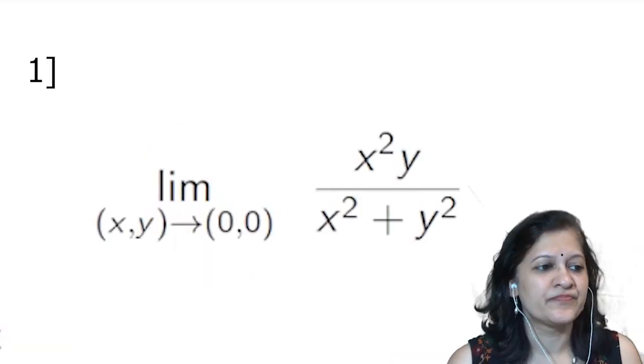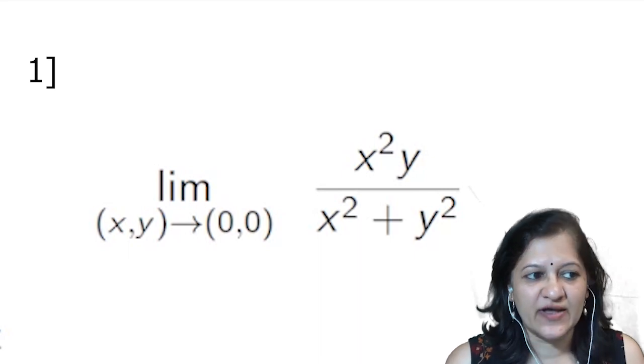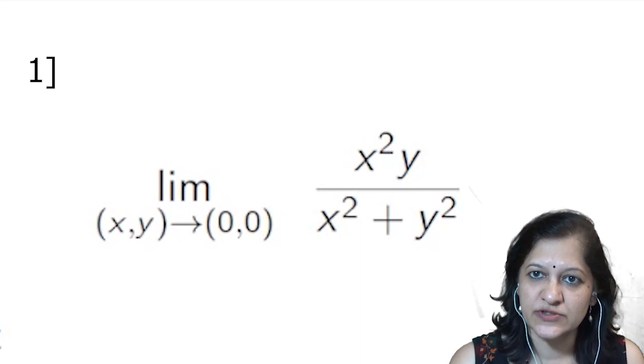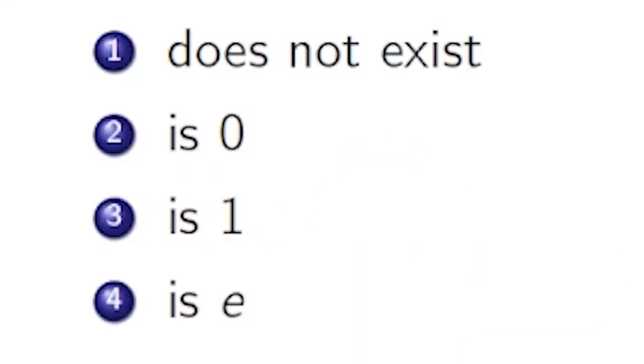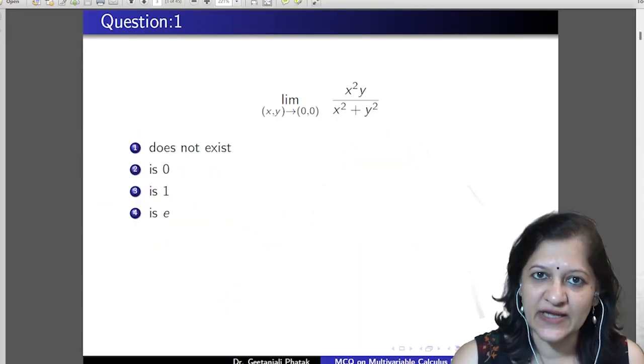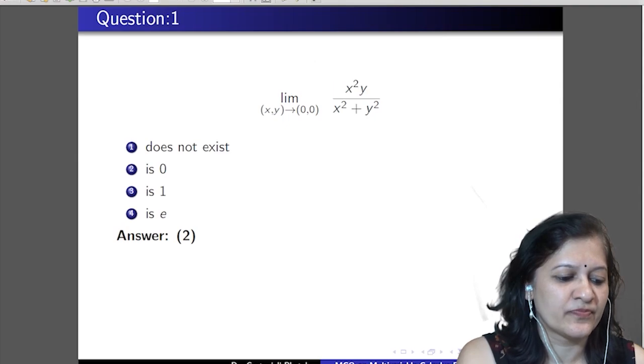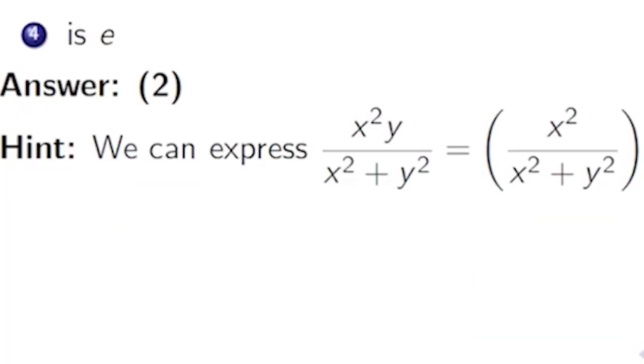First question: limit of x square y upon x square plus y square as (x,y) tends to (0,0). There are 4 options. Now first you try this problem and then you watch the solution. The answer to this question is 2. Now how do we get this answer?